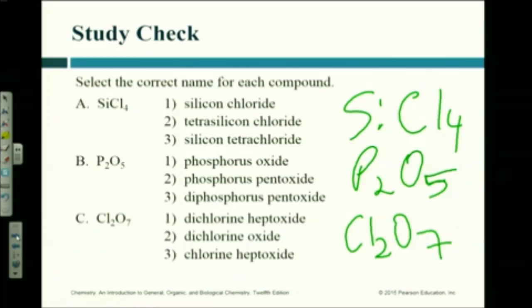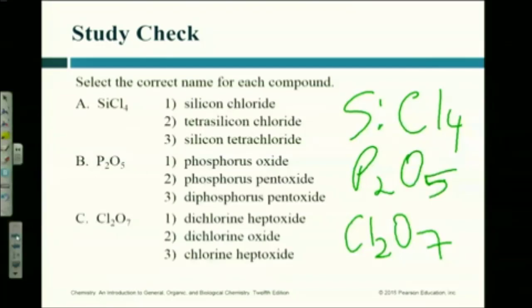Multiple choice is always easier, right? Are y'all ready? Okay, let's vote on the first one. 1, 2, or 3. Choice 3, right? Silicon, and then there's 4 chlorines, so it's silicon tetrachloride. Okay.